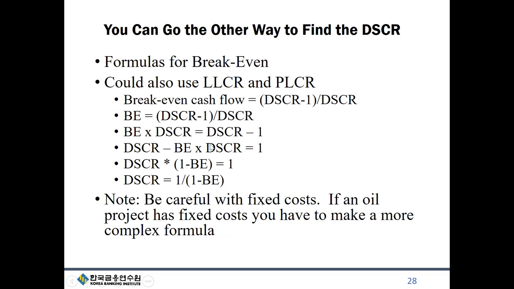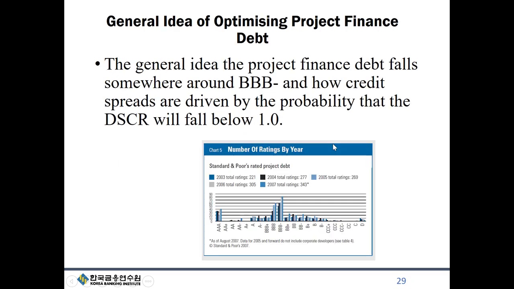And you can go the other way and see, if we're going to change something, how much can we... If we have an availability payment that reduces our EBITDA by 20%, you could say 1 minus 0.2 is 0.8, 1 divided by 0.8 is how much we need as a DSCR, okay? And then here's what I want to show you.